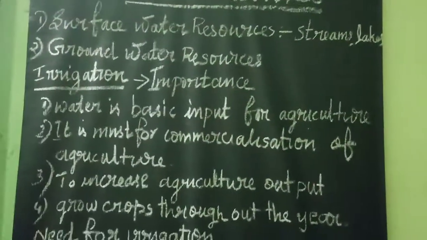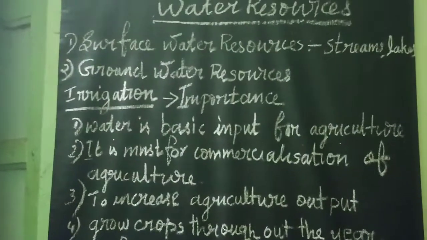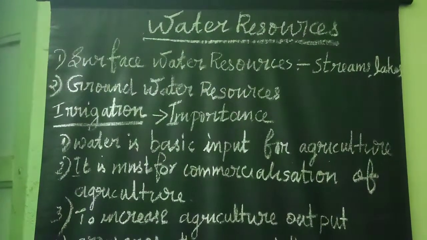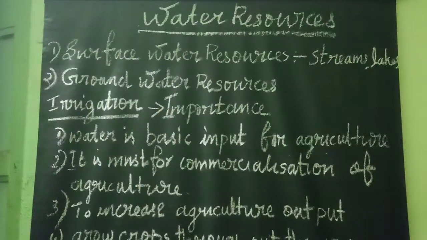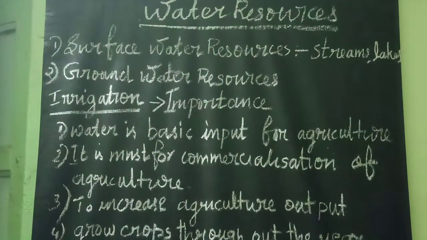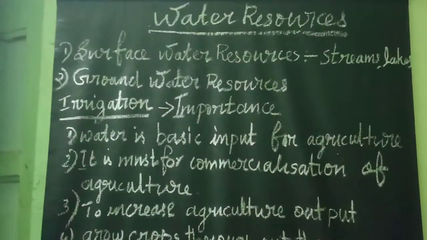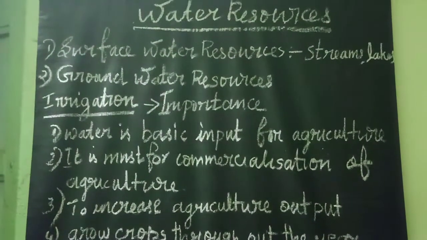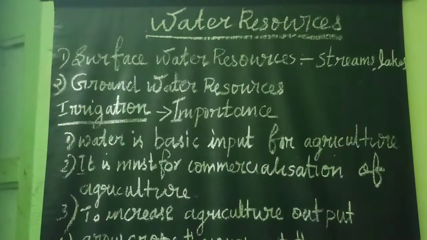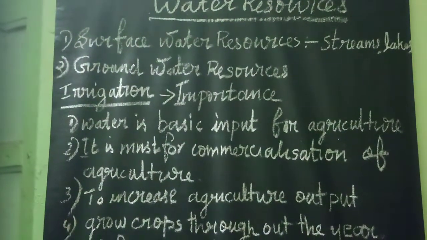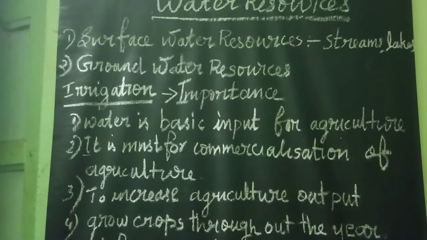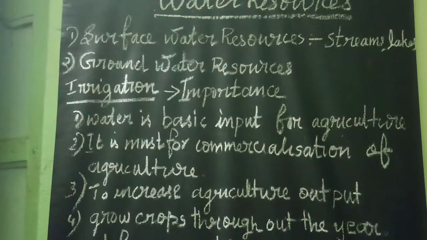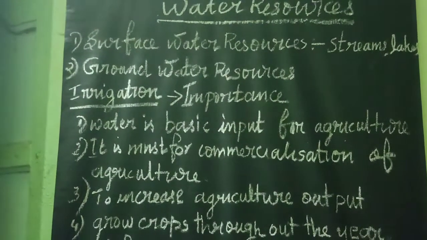These are rivers, lakes, ponds, tanks. In the country, there are about 10,360 rivers and tributaries longer than 1.6 kilometers each. However, due to topographical and hydrological reasons, only 690 cubic kilometers of available surface water can be utilized. So surface water means water on the earth's surface, such as streams, rivers, lakes, reservoirs.